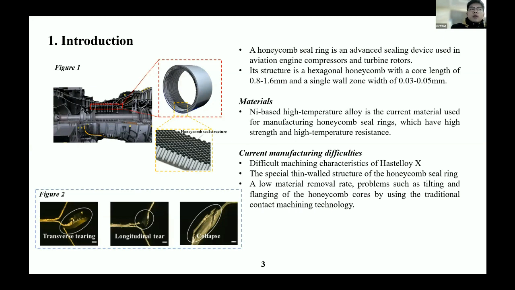0.03 to 0.05 millimeters. Due to the high temperature and high pressure working environment of the honeycomb cell structure, the manufacturing material of the honeycomb cell structure is Hastelloy X, which has high strength and high temperature resistance characteristics. Due to the structural characteristics of honeycomb cell structures and the difficult processing characteristics of Hastelloy X, the current processing methods have many processing defects, such as low processing efficiency, core cell flapping, and collapse.